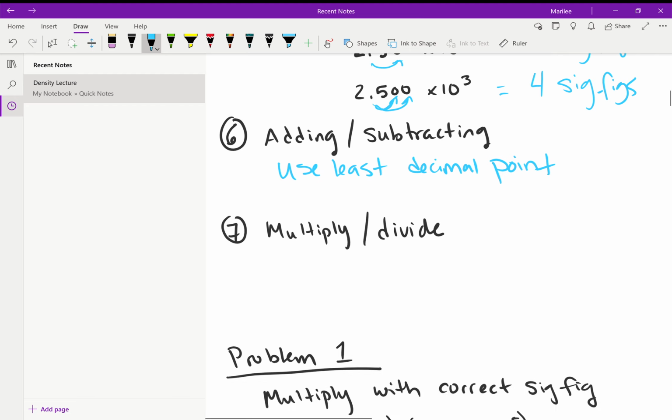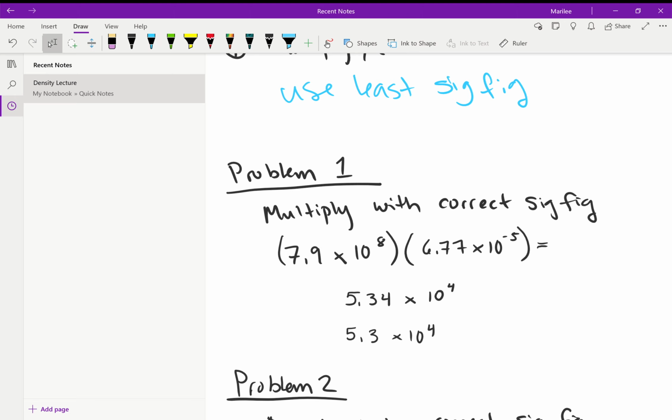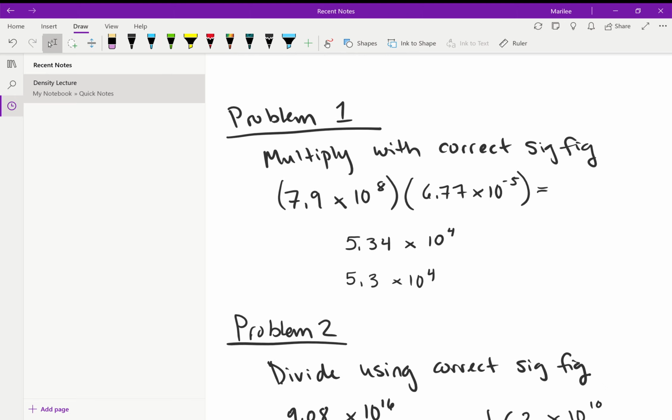And when multiplying and dividing, you use the least significant figure. So let me go over a problem here. Problem 1. Multiply with correct significant figures. We have 7.9 times 10 to the power of 8 times 6.77 times 10 to the power of minus 5. So which one is the correct answer here?